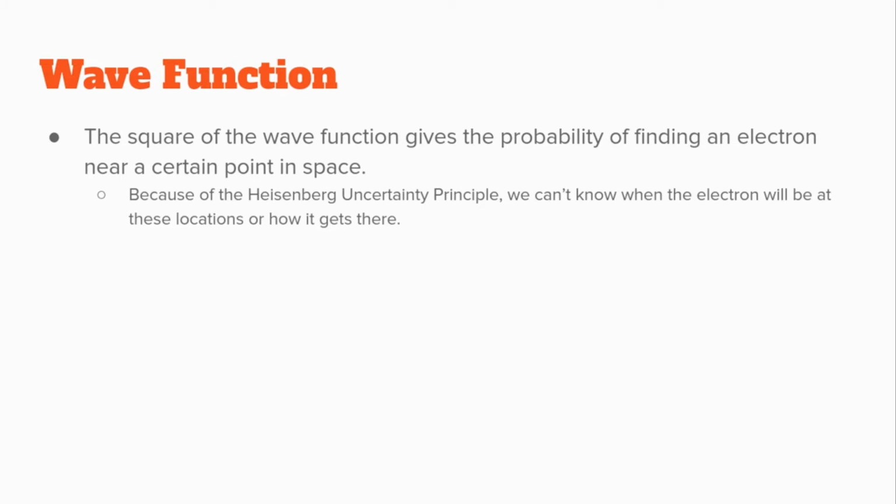When we take the square of the wave function, that gives us the probability of finding an electron near a certain point in space. However, we still can't know exactly when that electron will be there, how it gets there, and it's still just a probability. It's not a certainty because of that Heisenberg uncertainty principle.